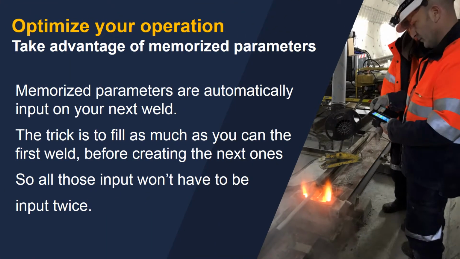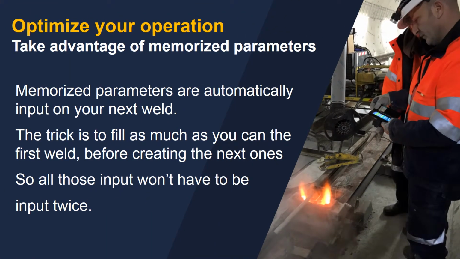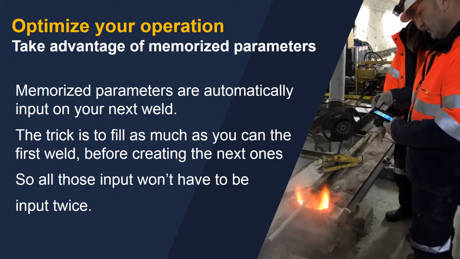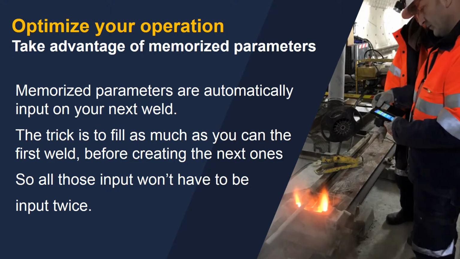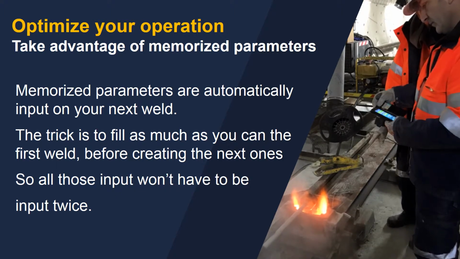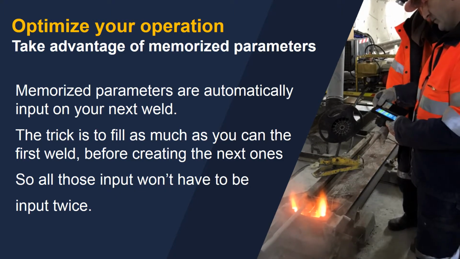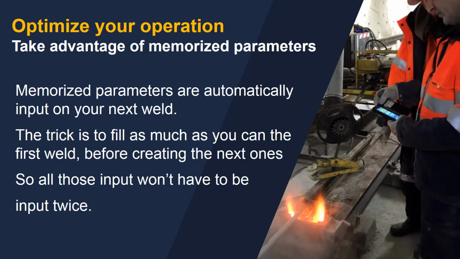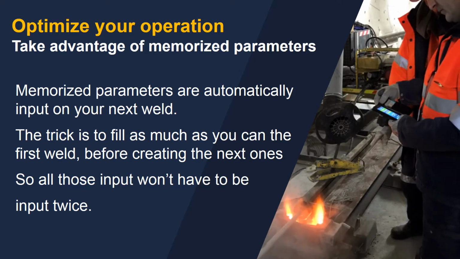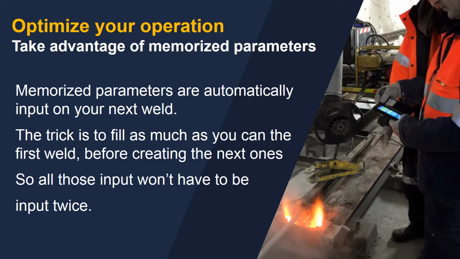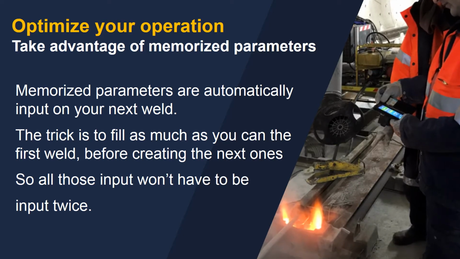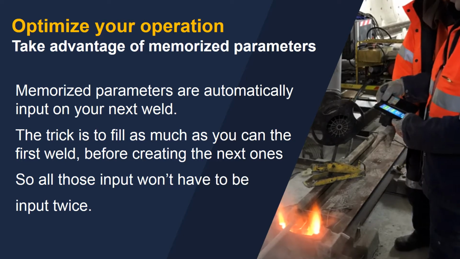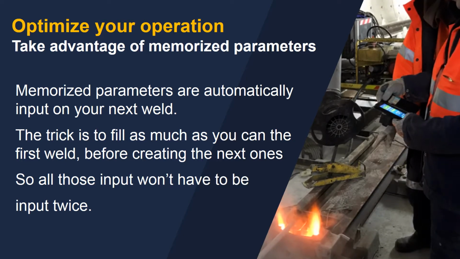The second trick is to take advantage of memorized parameters. Memorized parameters are automatically input on your next weld. The trick is to fill as much as you can on the first weld, before creating the next ones, so you won't have to input them twice. Look at the video for an example. You can fill on your first weld the pages welder, location, environment and rail settings. On the next welds, you will just have to modify a bit the mileage or rail side.